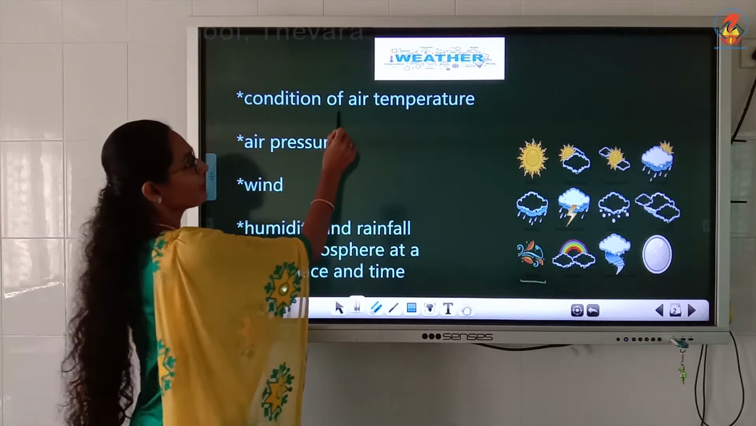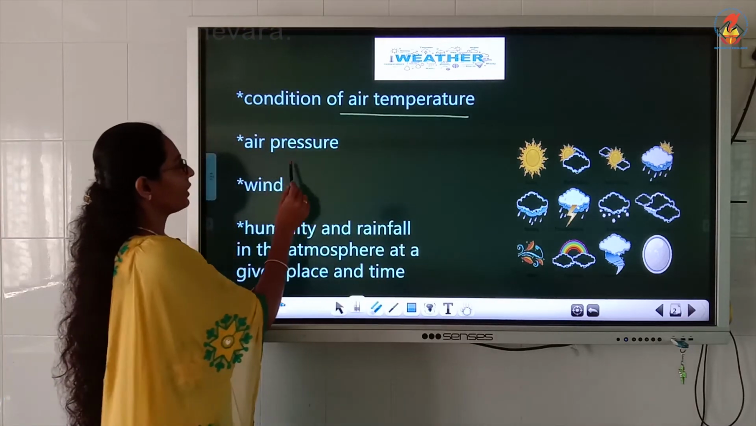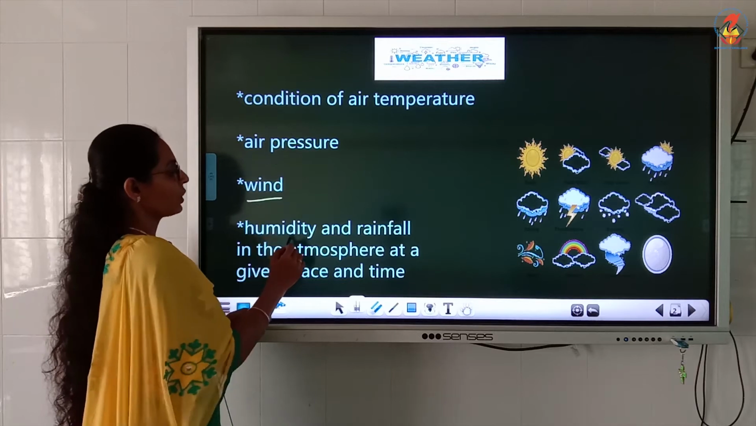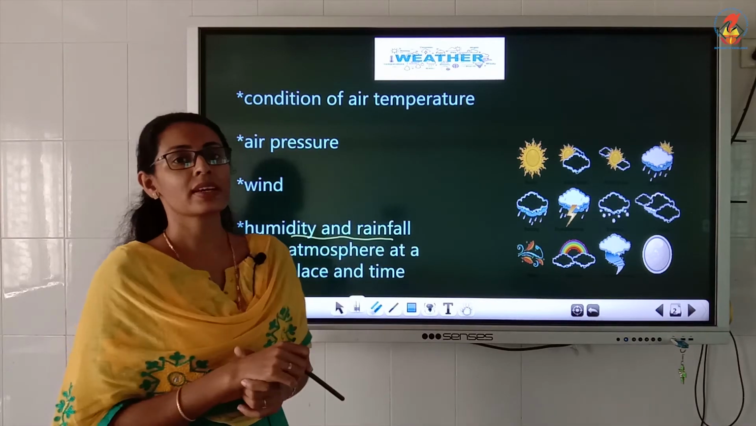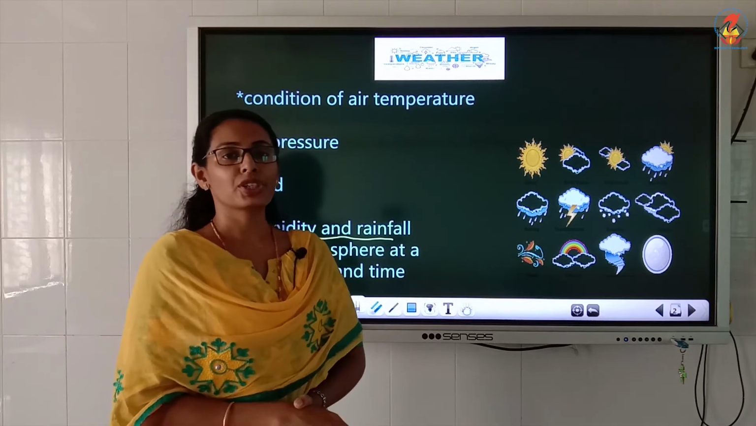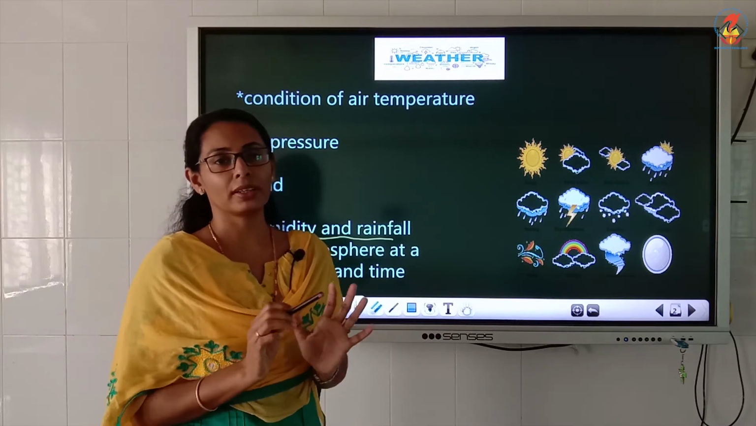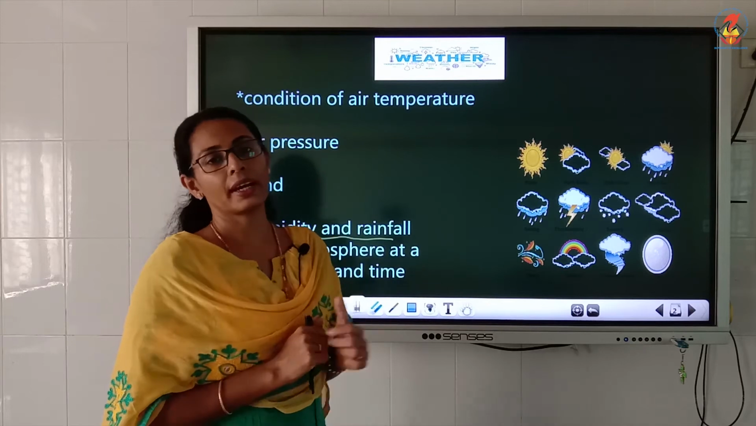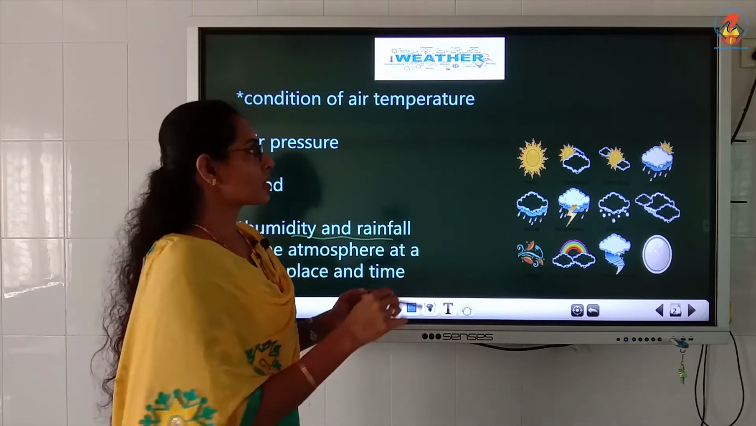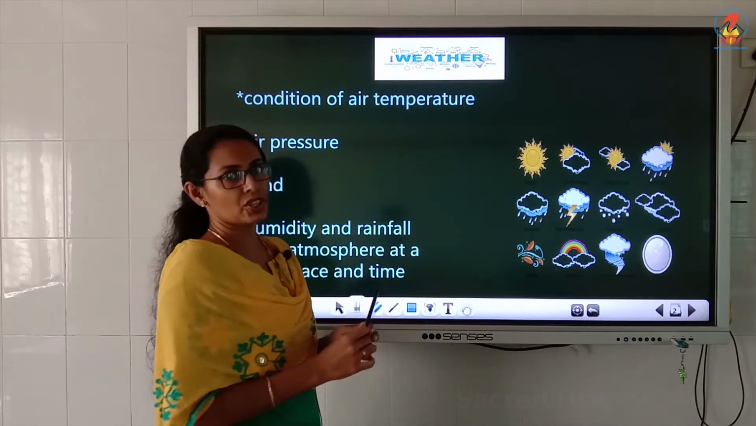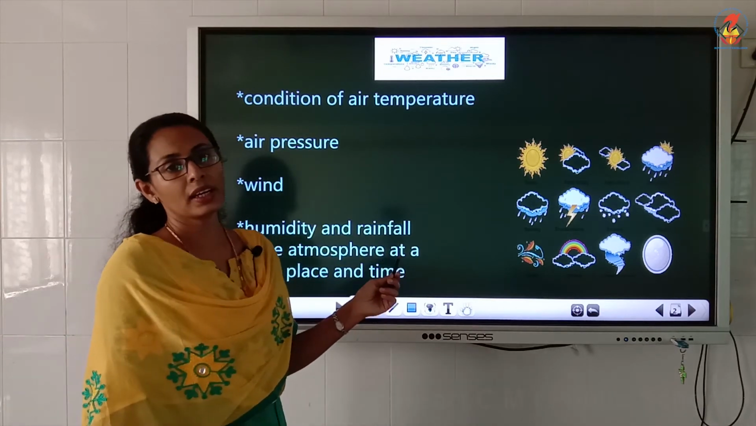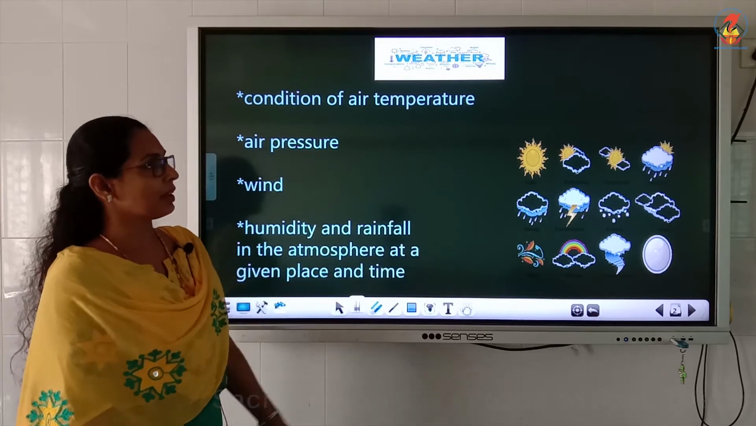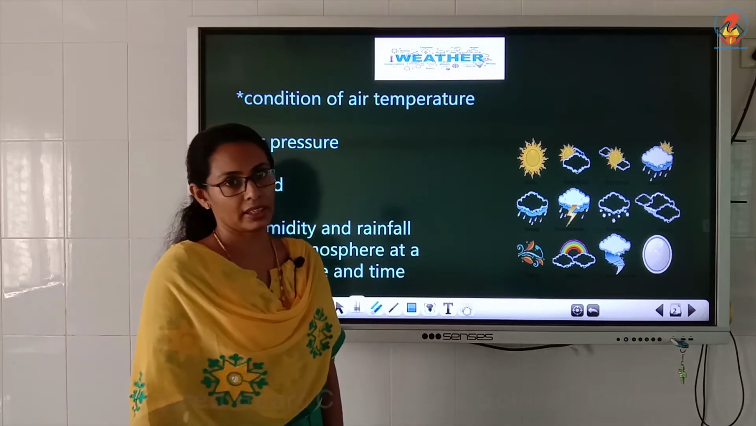So here we have air temperature, air pressure, wind, humidity and rainfall. These all together are known as weather. So this is the definition of weather. What do you mean by weather? These all things together we can name as weather. Understood? Weather is the air temperature, then air pressure, wind, humidity and rainfall. All together we can say it is weather.